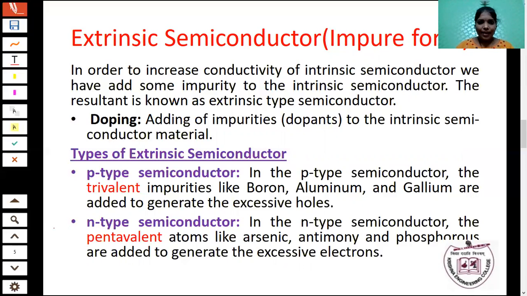But in the extrinsic semiconductor, in order to increase the conductivity, we are going to add some impurities to the intrinsic semiconductor. Intrinsic semiconductor means pure form. In the pure semiconductor, we are going to add some impurities. Okay. So that is called the extrinsic type of semiconductor. In order to increase the conductivity of the intrinsic semiconductor, we add some impurities to it. The resultant material is called the extrinsic type of semiconductor.